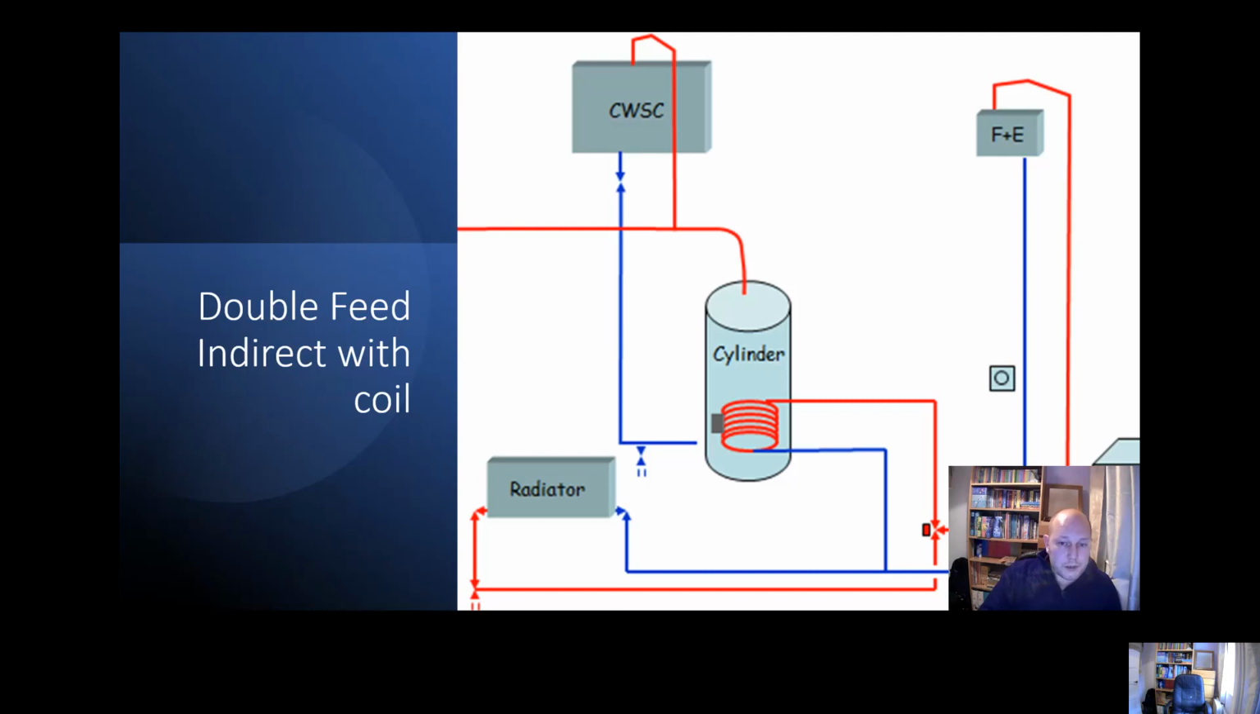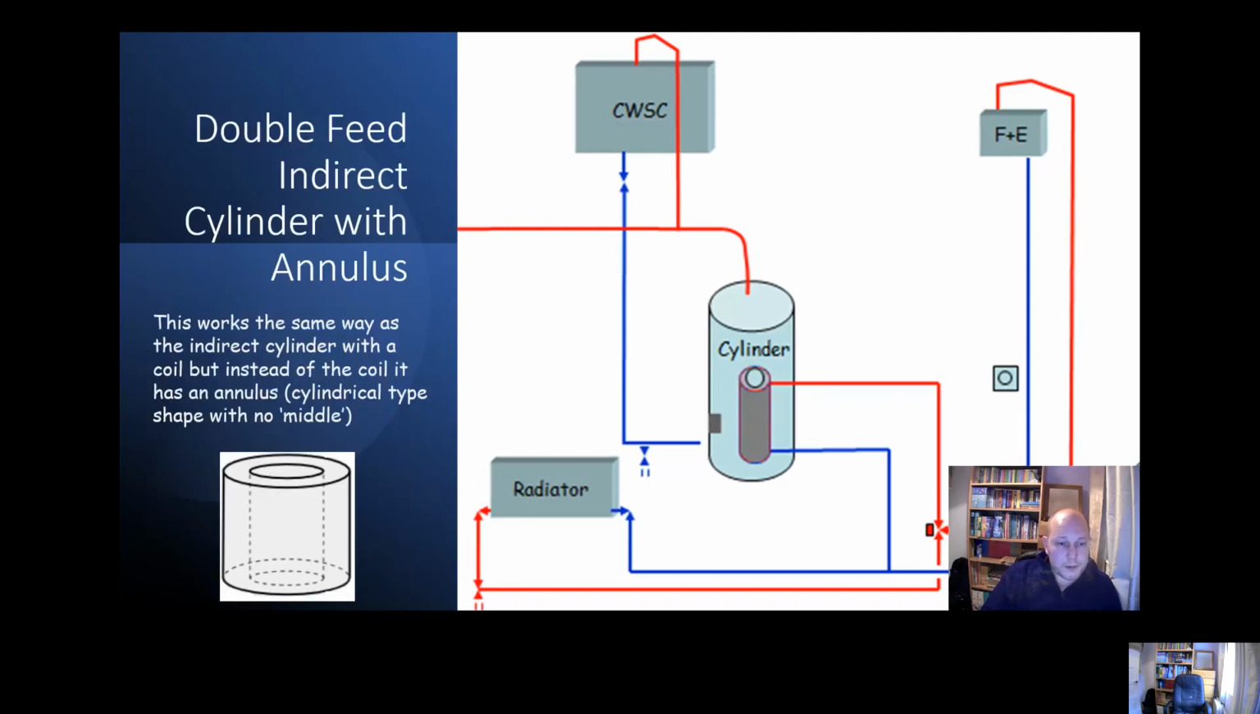And yeah, you can see it all here really. You've got a cold water storage system feeding the cylinder, feeding the expansion system, and filling the heating side. And it's exactly the same for a double feed indirect cylinder with an annulus. The only difference is the heat exchanger inside the cylinder isn't a coil, it's an annulus, and this is a picture of an annulus just here on the left hand side. Essentially it's like a cylinder shape with the middle kind of cut out of it, so the water would circulate inside the annulus and then back out the return.